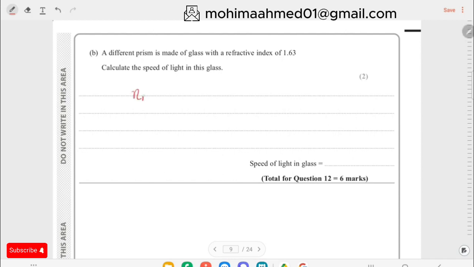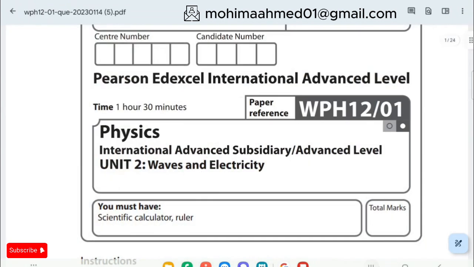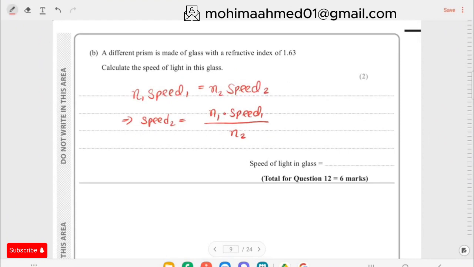So the equation again looks like this: n1 speed 1 equals to n2 speed 2. As we already know, the value for speed 1 would be the value for light in air, which is basically 3 into 10 to the power 8 meters per second. And the refractive index for air is also 1. So we just need to find out the value for speed 2 in this situation, which is basically the speed of light inside this glass medium. So if you arrange this equation, speed 2 would be n1 times speed 1 divided by n2, where n2 is the refractive index for the glass medium. So we can write 1 multiplied with 3 into 10 to the power 8 divided by 1.63.